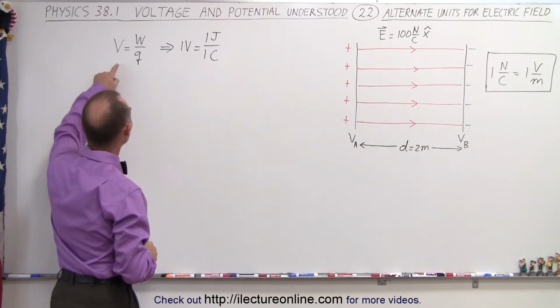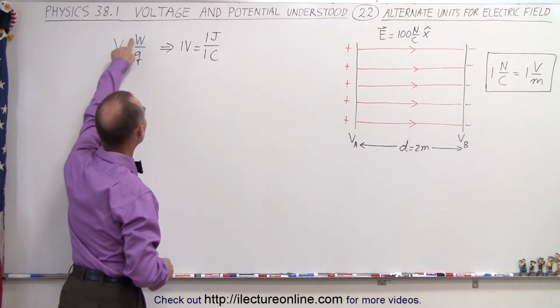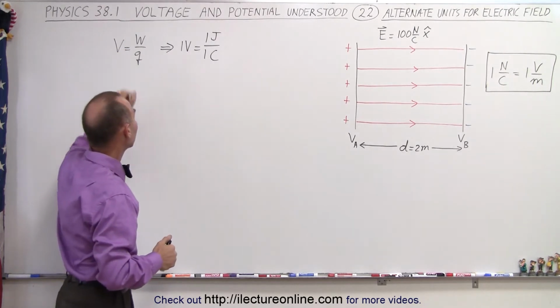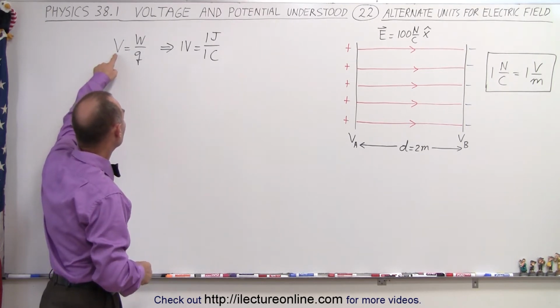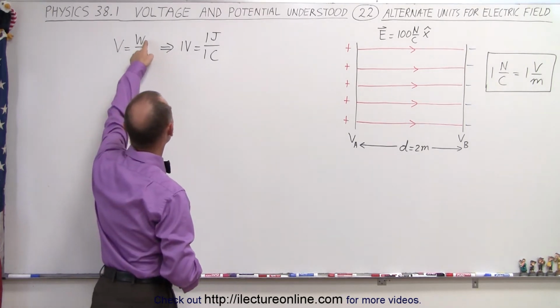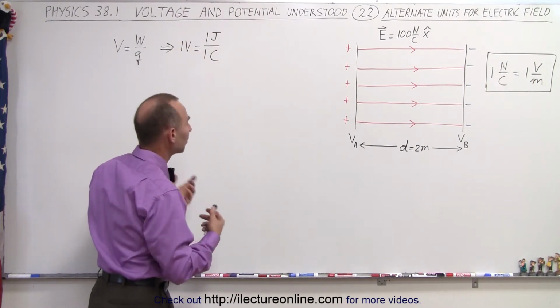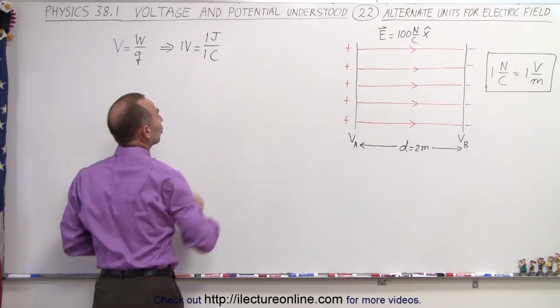First of all, we realize that the definition of voltage, potential difference, is equal to the work that we require to move a charge through an electric field divided by the size of the charge. So when we look at the units, the unit for voltage is a volt, the unit for work or energy is a joule, and the unit for charge is a coulomb. So therefore we determine that a volt is a joule per coulomb.